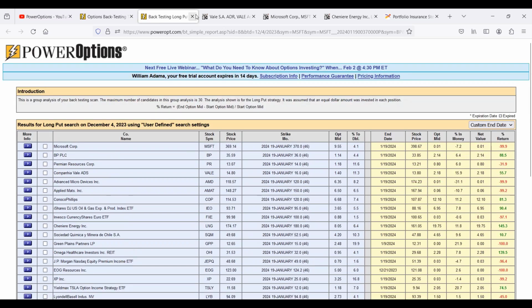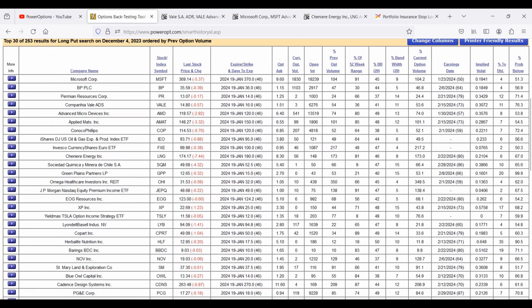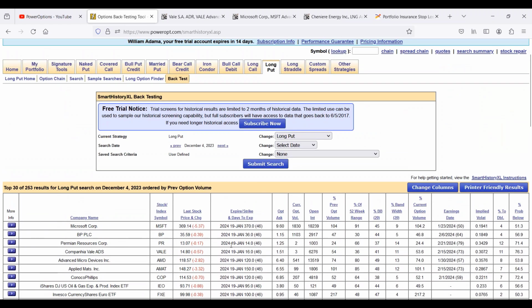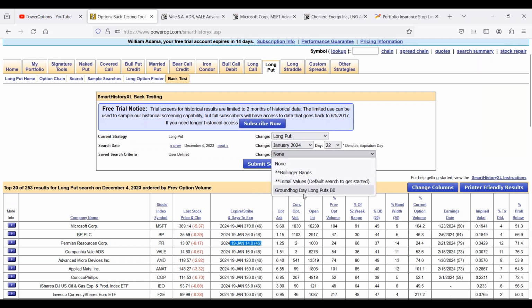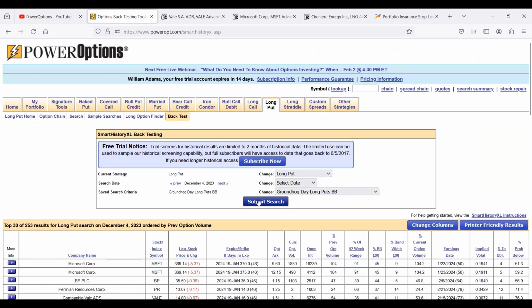Let's flip the script a little bit. Instead of December, we look to January 19th. What if we had opened positions on January 19th, the day after the 19th expiration, the 22nd, I believe, using our Groundhog Day long puts Bollinger Band screen. I didn't grab it right. There we go. Okay, the 22nd. So this is just after the 19th expiration, the Monday or Tuesday following the Monday expiration as the market was closed. So let's go ahead and run this and see what stocks we get.